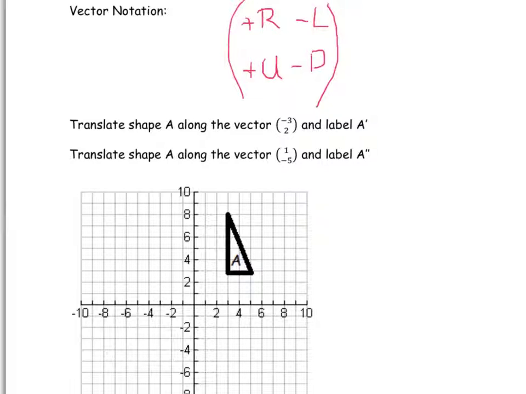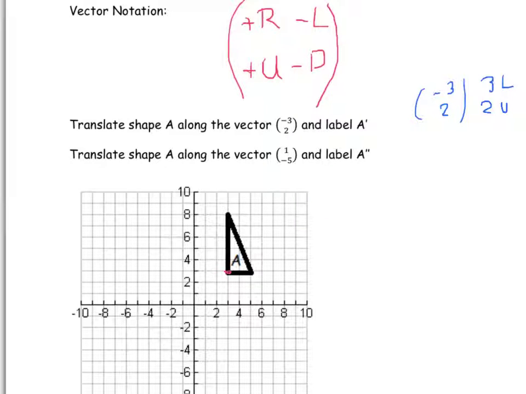Now, we're asked to translate this shape A along the vector -3, 2, and label it A dash. The first thing I like to do is to write down what -3, 2 means. The -3 on top means you're going to go 3 left, and the 2 on the bottom means you're going to go 2 up. So each point on the shape is going to translate 3 left, then 2 up.